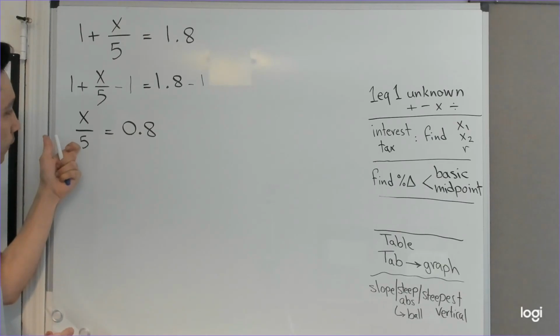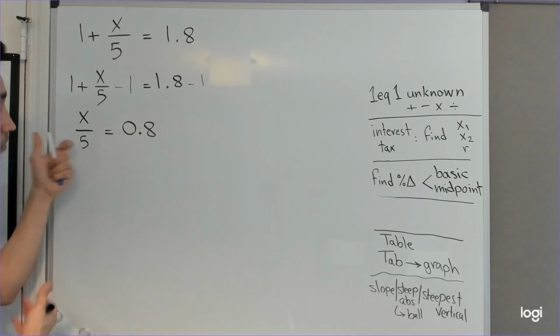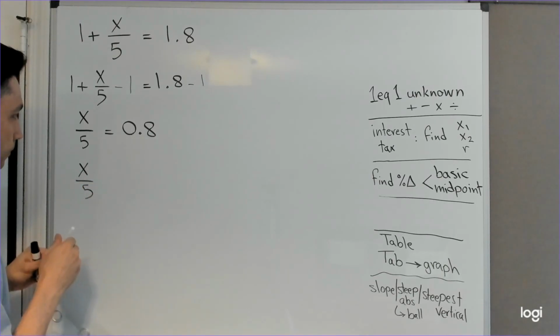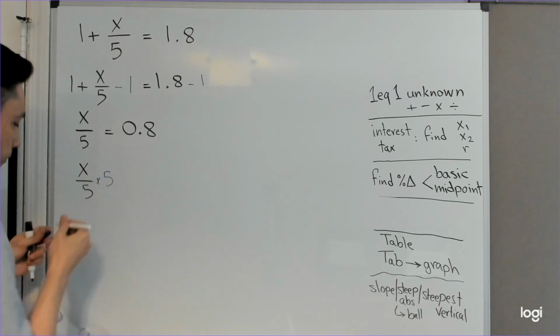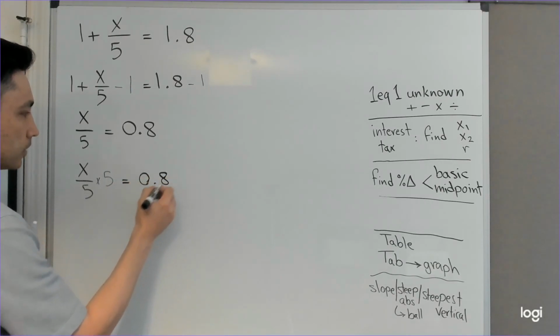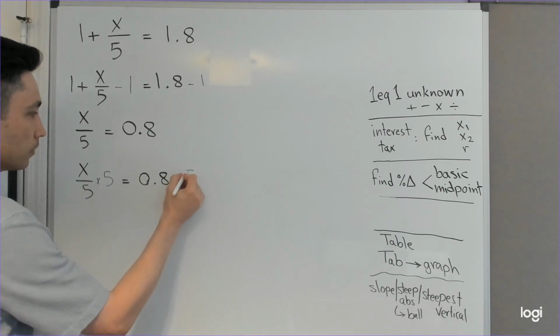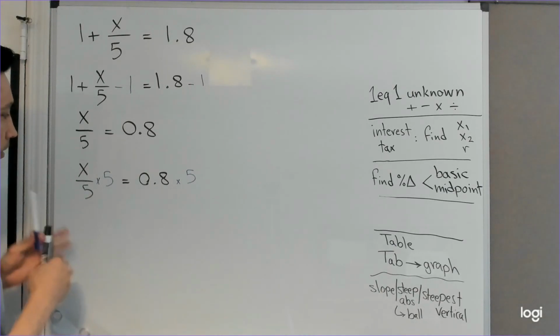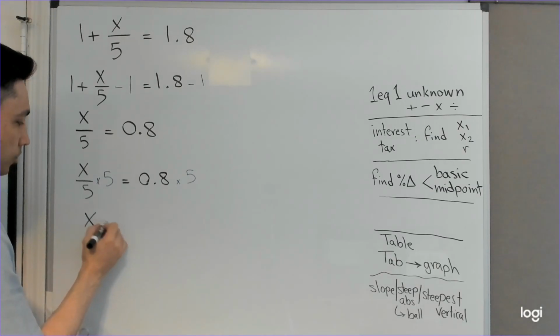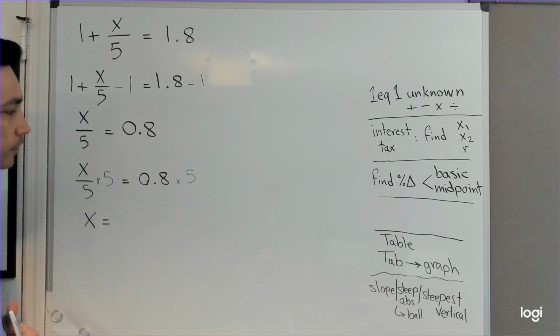To get rid of the 5 that is in the denominator, I can multiply the left-hand side by 5. So it's x over 5 multiplied by 5 equals 0.8 times 5. X over 5 times 5, the 5 and 5 cancel and you have just x, and 0.8 times 5 is 4. The problem is solved. Now let's make it a tiny bit more complicated.